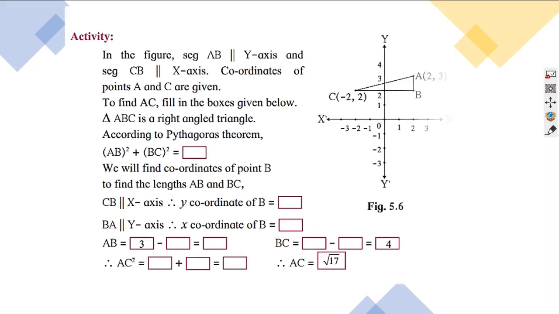How is it? Look at this from your textbook. This is from your textbook. लेकिन अभी आप textbook नहीं खोलेंगे. अभी मेरा explanation, क्योंकि textbook बात नहीं करते. I will talk to you now. In the figures, AB is parallel to y-axis, जो हमने अभी study किया था एक situation. CB is parallel to x-axis. ठीक है? To find AC, fill the boxes given below.